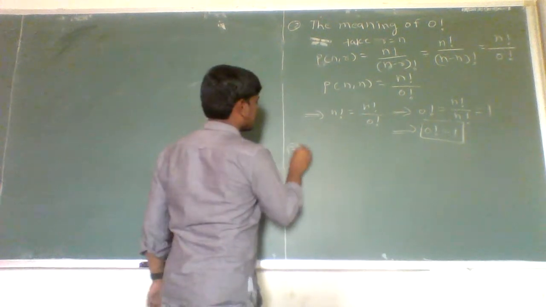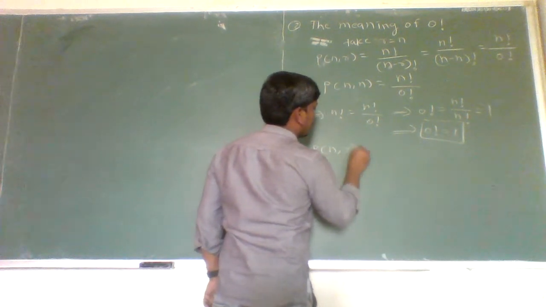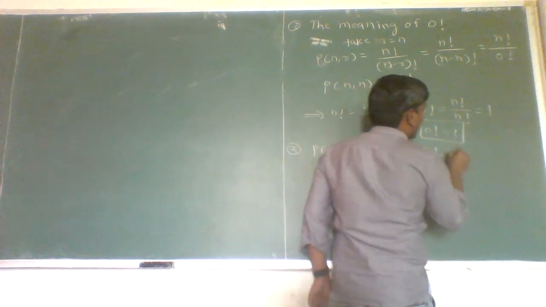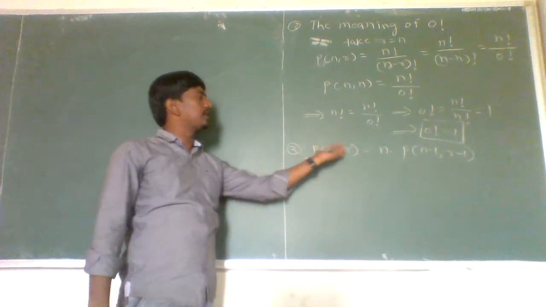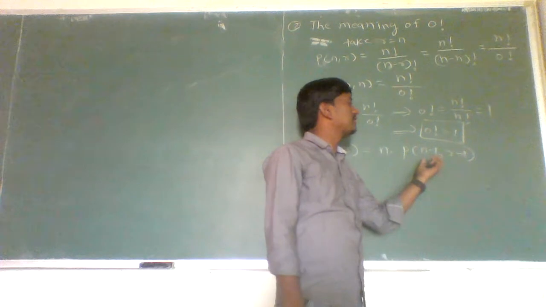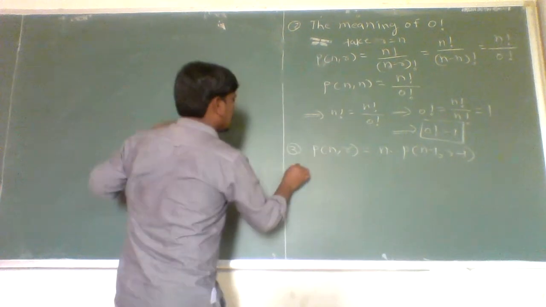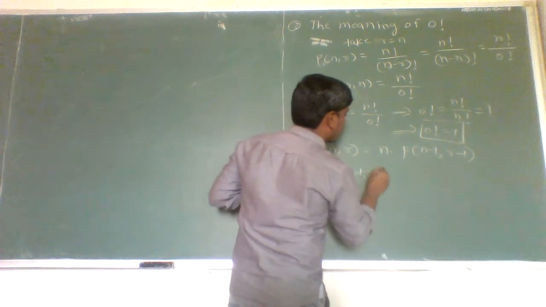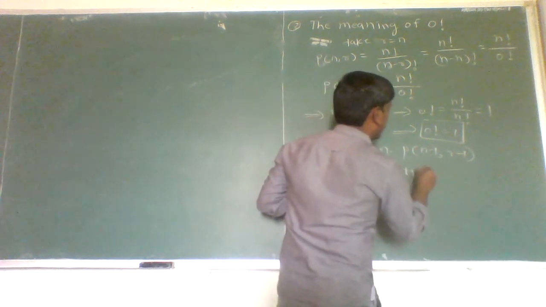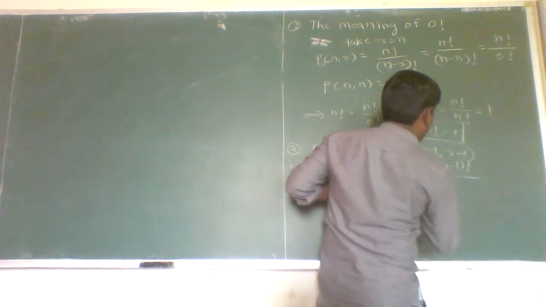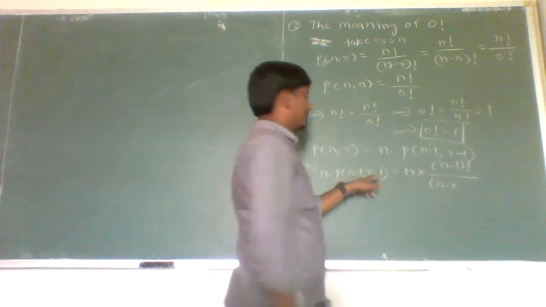Now, the third one: the permutation of n different things by taking r at a time is nothing but n into the permutation of n minus 1 different things by taking r minus 1 at a time. Here we have to prove this. So consider n into the permutation of n minus 1 different things by taking r minus 1 at a time, which is n into, by the definition of permutation, (n minus 1) factorial divided by (n minus 1 minus (r minus 1)) factorial.